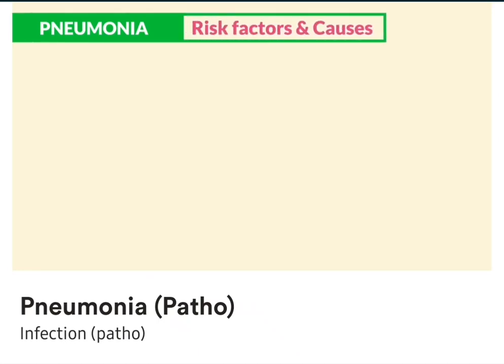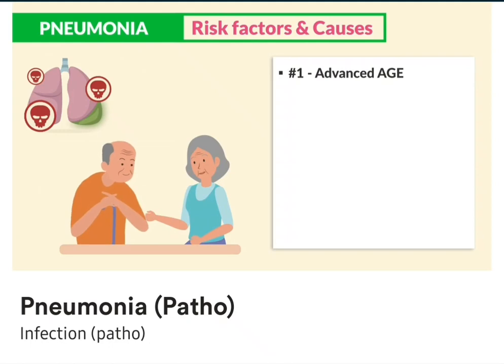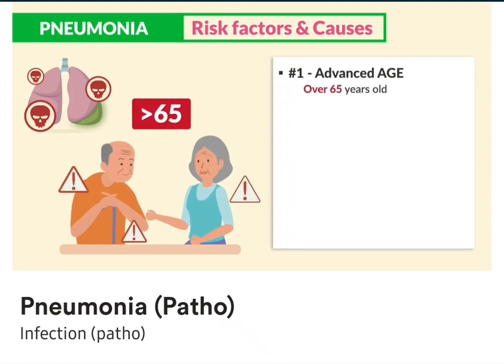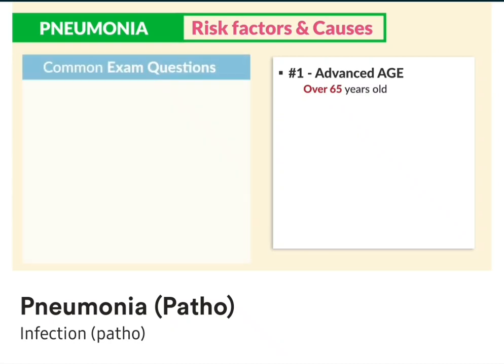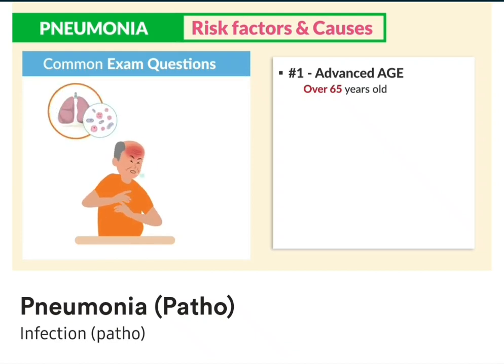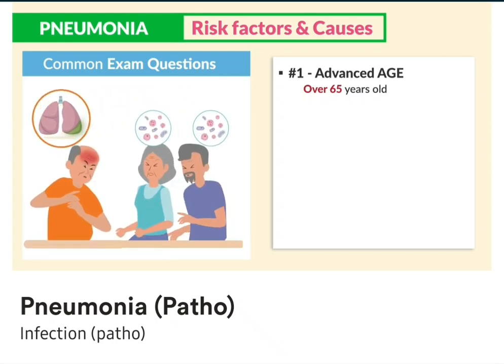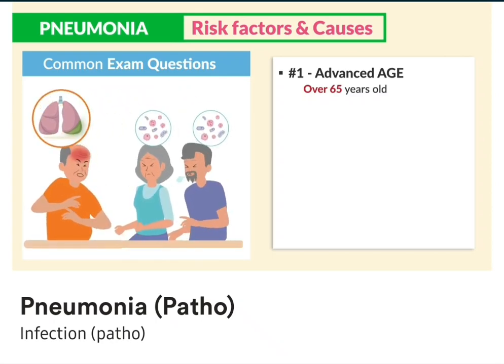Now in terms of risk factors and causes, the greatest risk factor for pneumonia, number 1, write it down, is advanced age. And the key number used on most exams is over 65 years old. Now, common exam questions love to give scenarios about an elderly population getting a respiratory tract infection or even the common flu that develops into pneumonia. This is called community-acquired pneumonia, since it was caught inside the community.